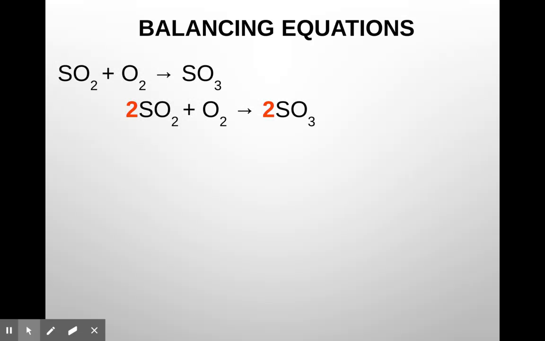Balancing equations: in order to balance this, we would need a 2. We have 1 sulfur here and 1 sulfur here, but we have 4 oxygen on the left and 3 oxygen on the right. Multiplying the 2 out here, that would be a total of 6 on the left. Adding a 2 here, that would be 6 on the right.